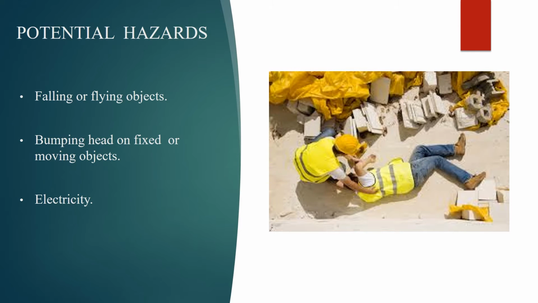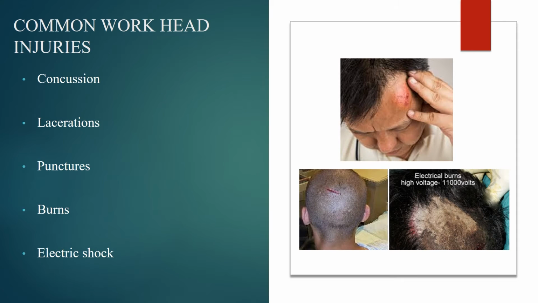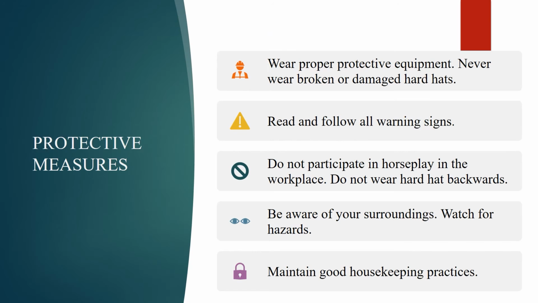Head injuries can be caused by falling and flying objects or by bumping your head against a fixed or moving object. Exposure to electricity may also cause head injuries. Common head injuries that can occur at work include concussions from falling and flying objects landing on your head, punctures and lacerations caused by sharp objects, burns caused by hot surfaces, metals, and electricity, and electric shock caused by power tools, equipment, and other electrical objects.